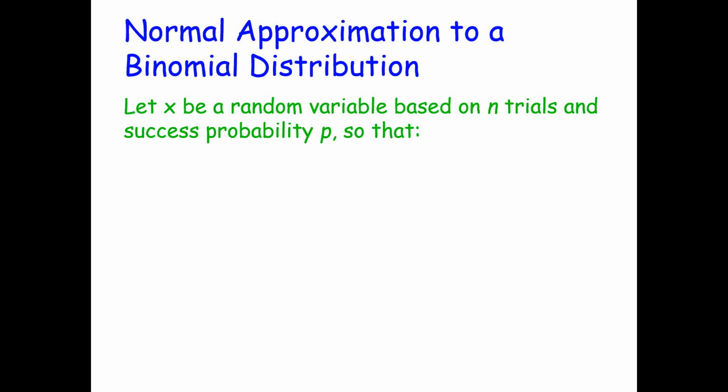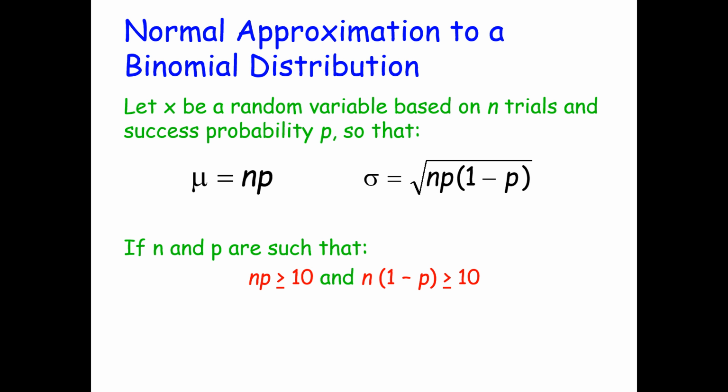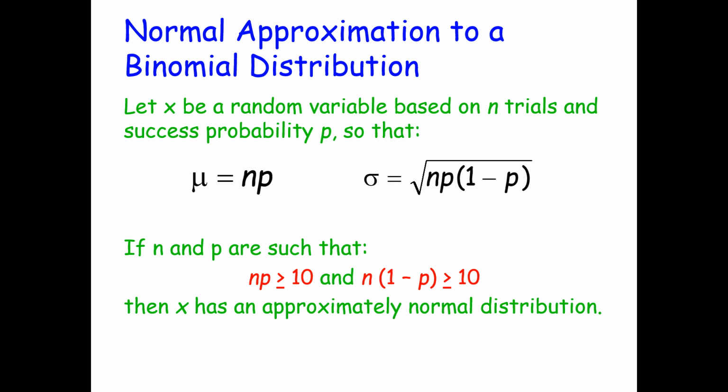So let x be a random variable based on n trials and success probability p, so that the mean is n times p and the standard deviation is the square root of n times p times 1 minus p. Now, if n and p are such that n times p is greater than or equal to 10 and n times 1 minus p is greater than or equal to 10, then x has an approximately normal distribution.